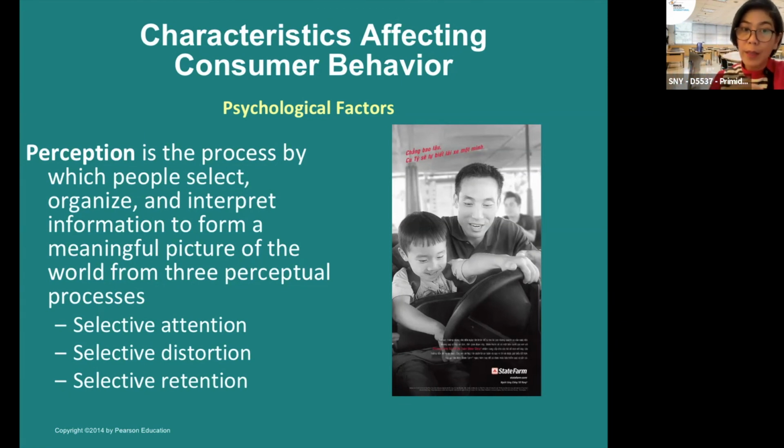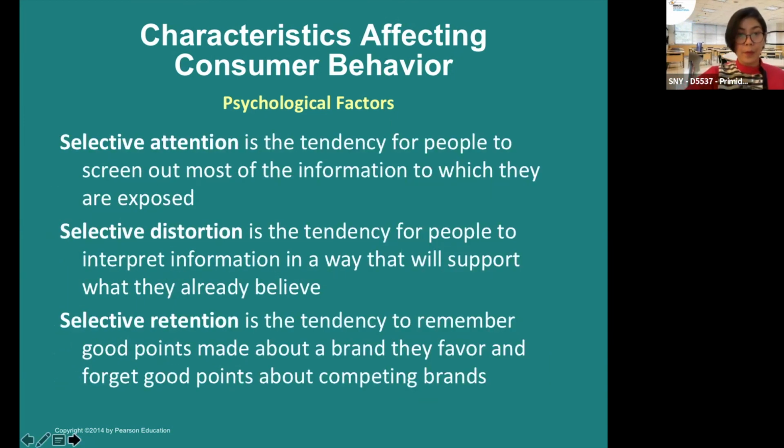We are doing selective attention. We're doing selective distortion. We are also doing selective retention. We only retain information that we want to retain, because our memory cannot retain a lot of things. We pay attention only to the things that interest us, and other things are not important, so we ignore them. So that is perception, and perception can affect consumer behavior. Okay.